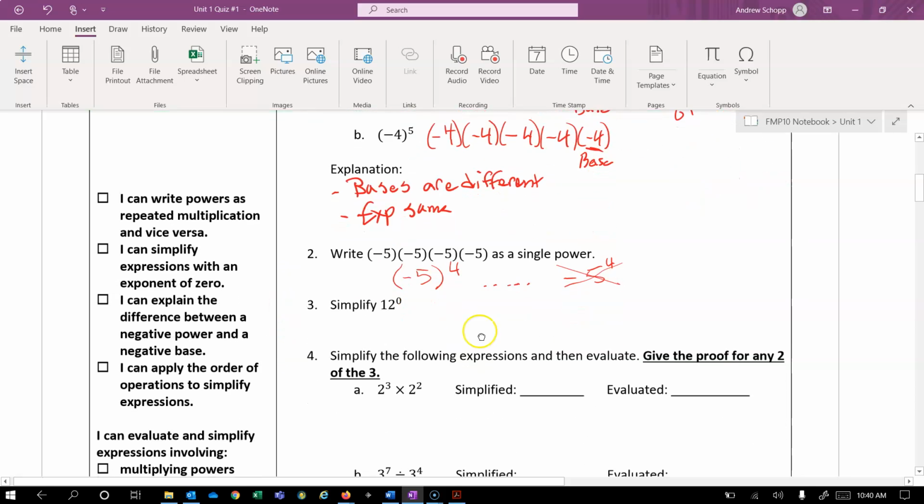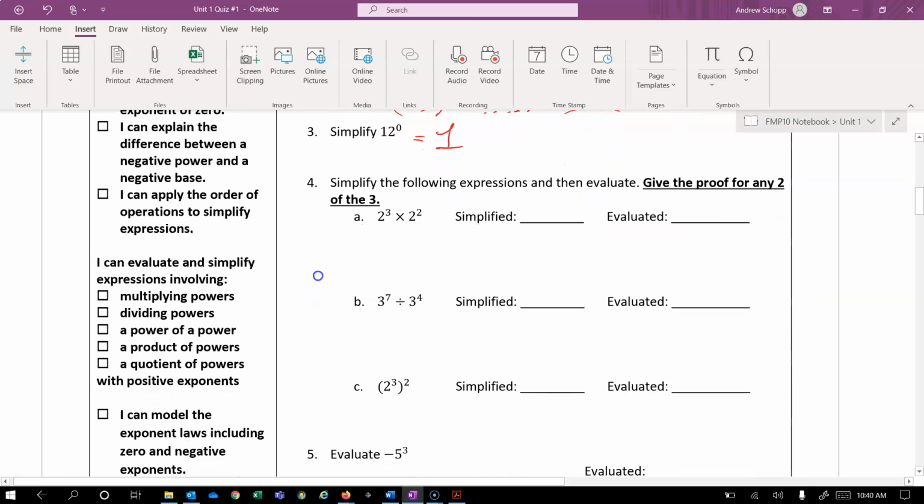For number 3, simplify 12 to the power of 0. We talked about why and how anything raised to the power of 0 is 1. For 4, you're asked to simplify the following expressions and then evaluate. So 2 to the power of 3 times 2 to the power of 2. We have the same base, and we're multiplying them together, so we can add the exponents.